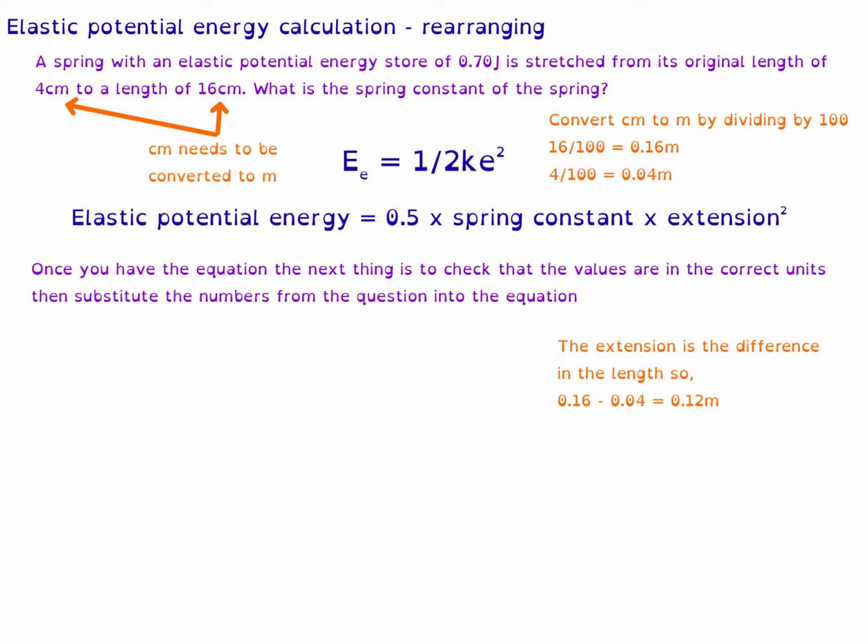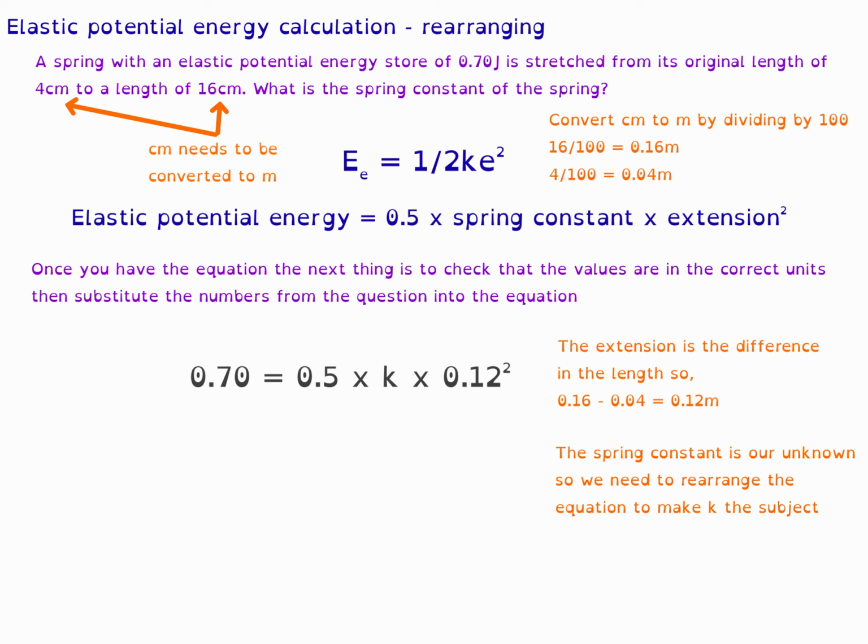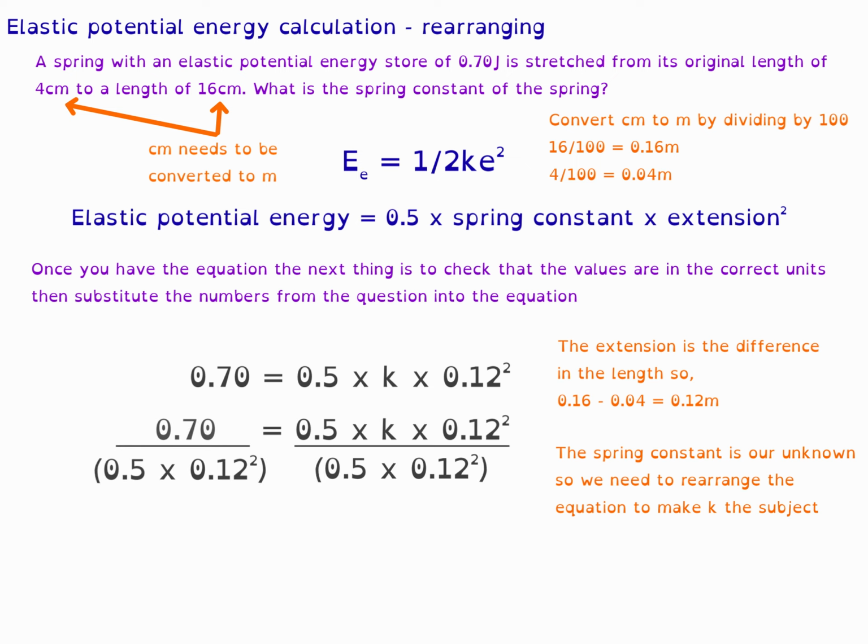So we can substitute that into our equation, which is 0.70 equals 0.5 multiplied by our spring constant k, which is our unknown, multiplied by 0.12 squared. We need our spring constant to be on its own, so we need to rearrange our equation. To rearrange our equation, we need to divide through by 0.5 and by 0.12 squared.